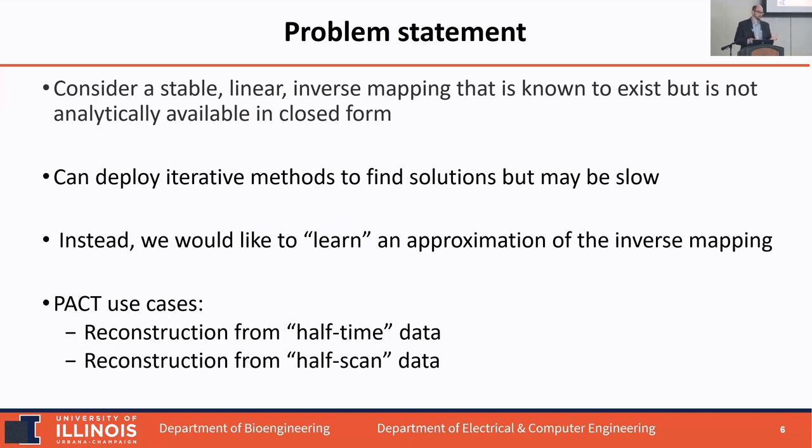Of course, we can use iterative methods to try to find a solution, and that's what in my lab we've been doing for the past 20 years, developing iterative methods for this type of modality. That's great. But for large 3D problems, of course, this may be slow. It'd be nice if we had a fast one-step procedure. And that's what we're going to be talking about. The use cases where we actually have the scenario correspond to a situation where we measure half-time data and half-scan data. These are both different forms of incomplete data that are intentionally measured in photoacoustic computed tomography.